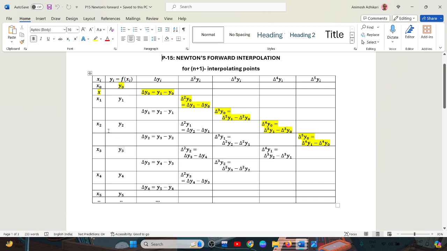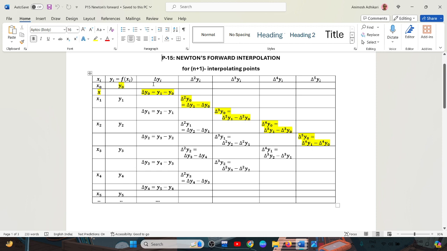Let f(x) be an explicitly unknown function, but the values of f(x) are known for a set of n plus 1 equally spaced values of x: x0, x1, x2, x3, and so on, xn. And the corresponding values of f(x), that is y0, y1, y2, y3, and so on, yn, are given.